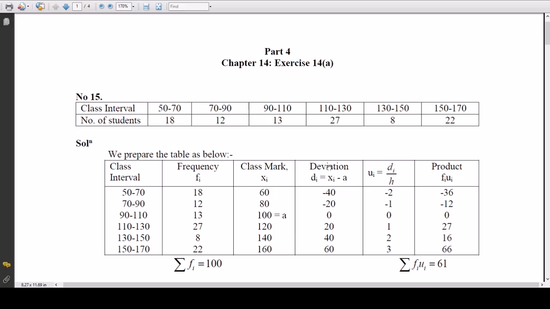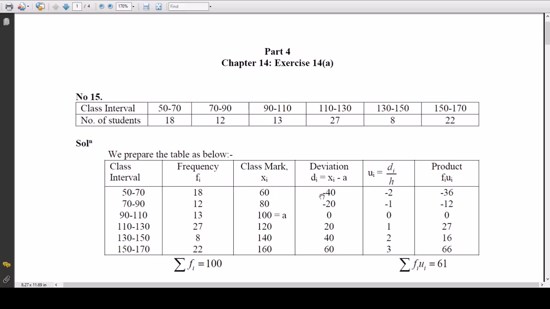Now this is the step deviation method. We have to find ui. What is ui? ui is di divided by h. di is the deviation, and what is h? h is the width of a class interval. From 50 to 70, what is the width? 20, isn't it? 50 to 70 is 20, 70 to 90 is 20, 90 to 110 is 20. In all the given class intervals, the width is the same, that is 20.